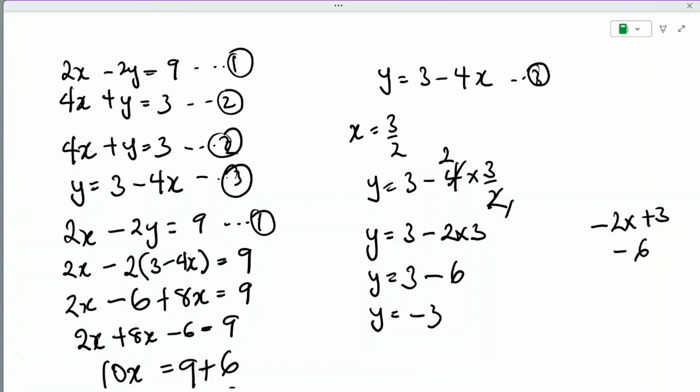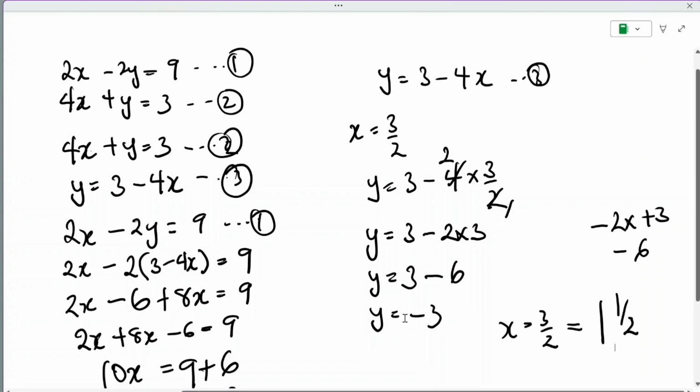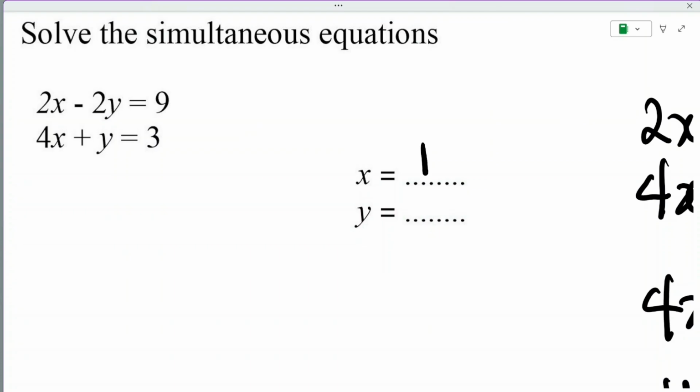Hope you understand. You took x to be 3 over 2 to solve. x is actually 1 whole number 1 over 2 and y is minus 3. So x is 1 whole number 1 over 2 and y is minus 3. The same answer using two different methods. Hope you understand. You should try and study both methods so you can better understand solving simultaneous equations using both the elimination method and the substitution method.